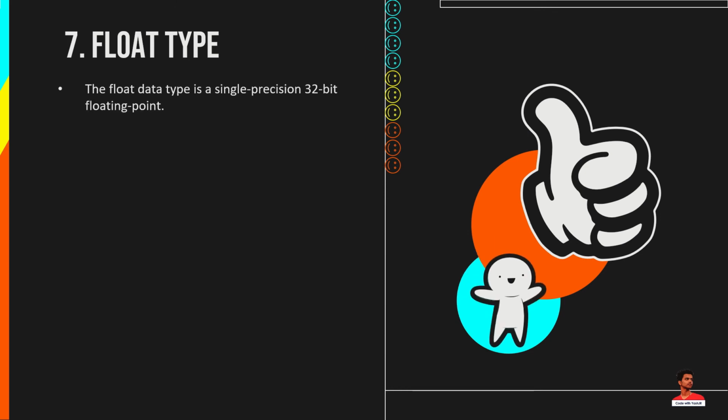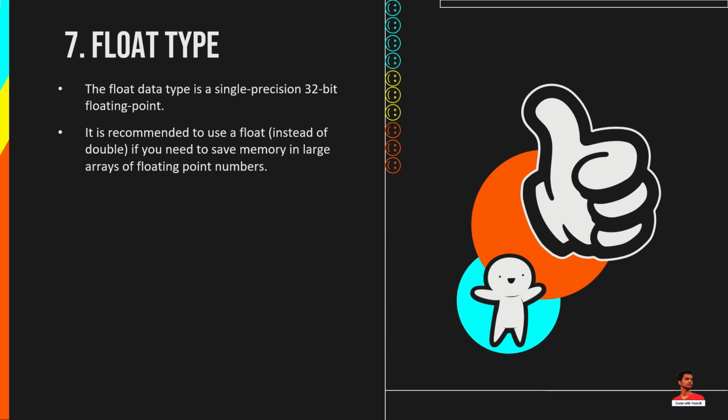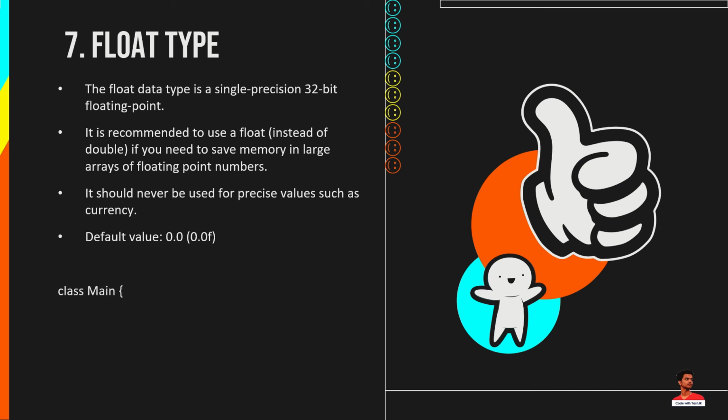The float data type is a single precision 32-bit floating point. It is recommended to use a float instead of double if you need to save memory in large arrays of floating point numbers. It should never be used for precise values such as currency. Its default value is 0.0. Here we have an example.